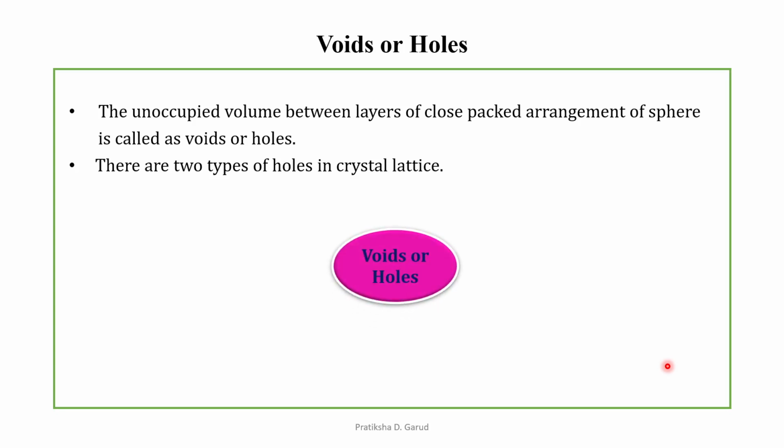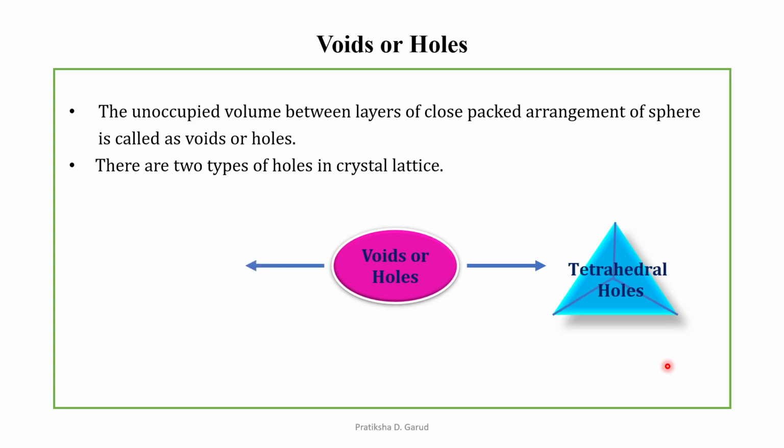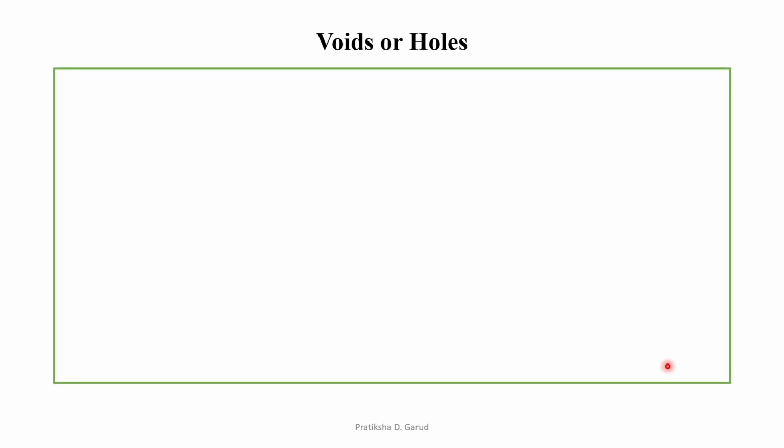So voids or holes, the unoccupied volume in the close packed structure, are of two types. The first type of void is the tetrahedral holes, and the second type of void or hole is the octahedral holes. So these are the two types of holes. The first one is the tetrahedral holes and the second one is the octahedral holes. Let us explain these two holes one by one.